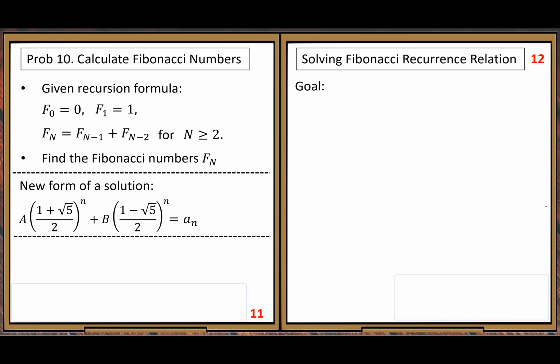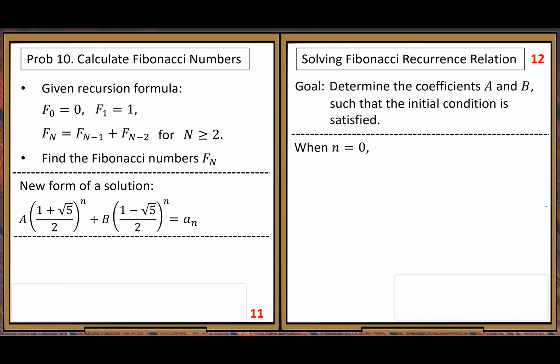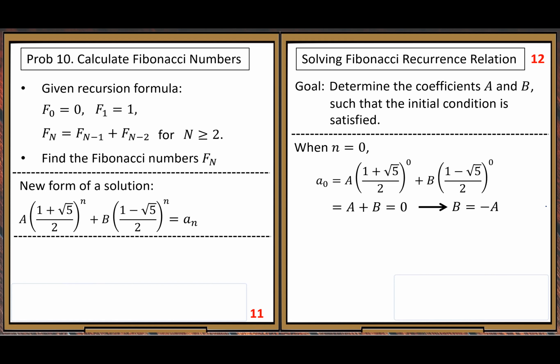So we just plug in and solve the equation, determine coefficients A and B. Where n equals 0, let's plug n equals 0 into this formula. After simplification, we get A plus B equals 0. So B must be negative A from the first equation.